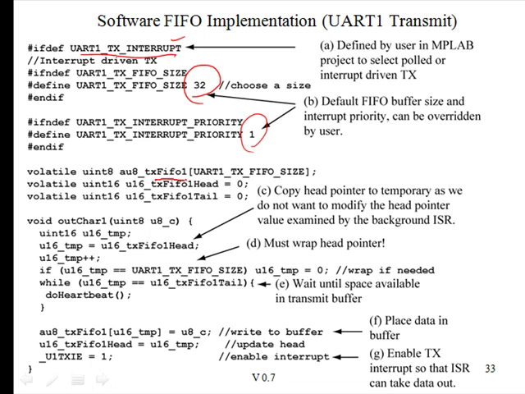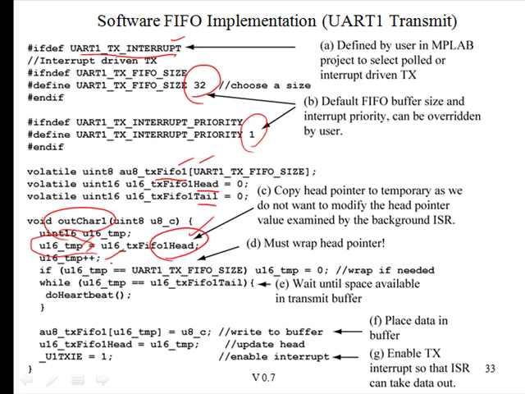This is going to be the array that's going to implement the output FIFO. This is going to be the head pointer and the tail pointer. The job of the outchar function is to write data to this software FIFO. It does this by first taking the head pointer and copying it to a temporary variable. We do this because the interrupt service routine is going to be looking at this head pointer in the background while we're actually manipulating it, and we don't want to manipulate it if the ISR is currently looking at it. So we're going to copy this to a temporary variable.